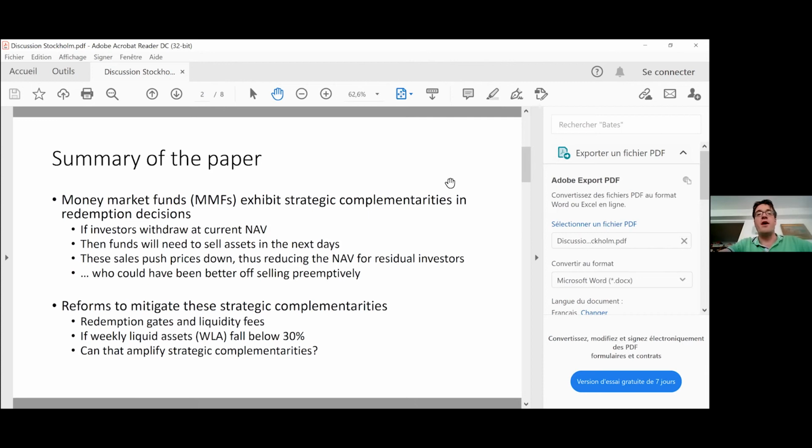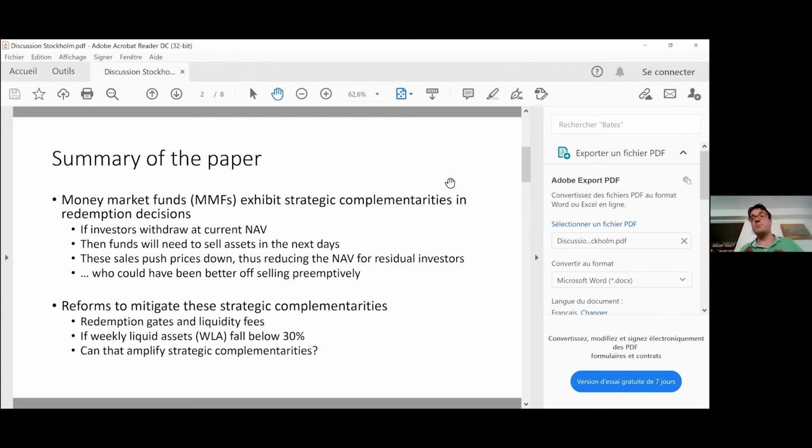And so perhaps those guys would have been better off selling preemptively. And so a number of reforms, including redemption gates and liquidity fees, have tried to mitigate this problem. In the specific case of the reform studied in this paper, it's if some measure called weekly liquid assets falls below 30%. But the paper makes a very nice point, which is that it's not obvious that penalizing investors who withdraw will solve the problem, simply because the anticipation of those penalties may actually amplify the preemptive redemptions.